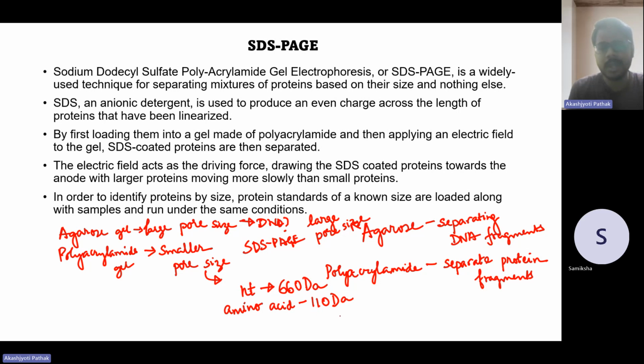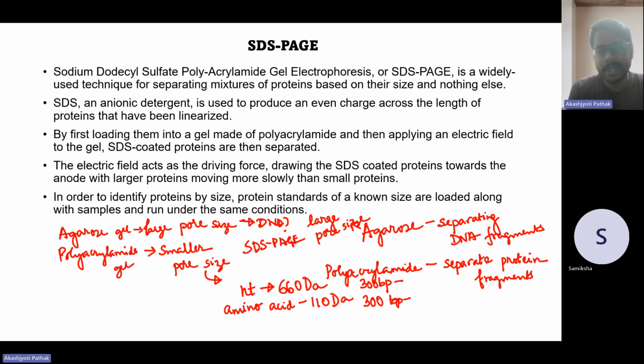So for example, if you have a protein of around say 300 amino acids, and a DNA of 300 base pairs, you can calculate the molecular weight now. If one nucleotide is 660 Dalton, and the DNA is double stranded, this will be double of that.